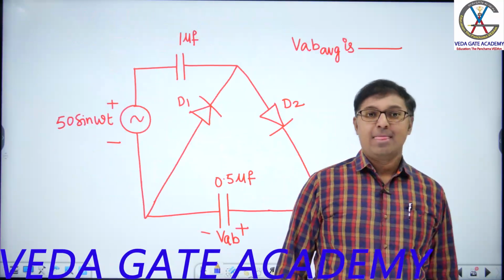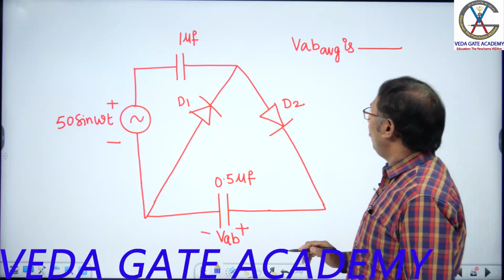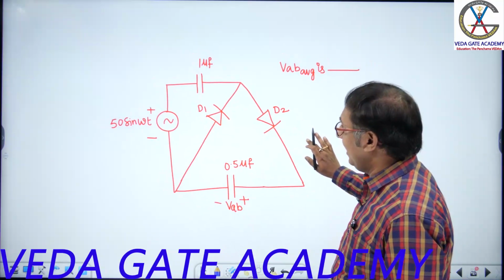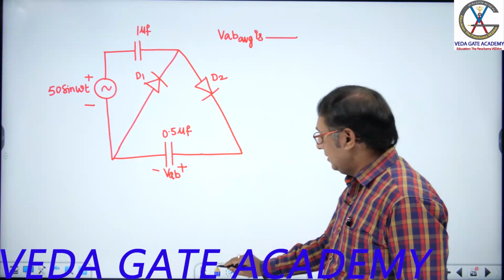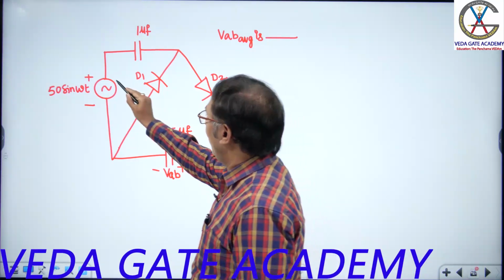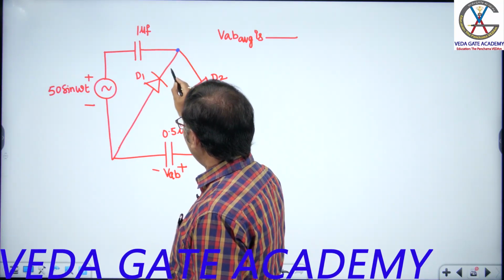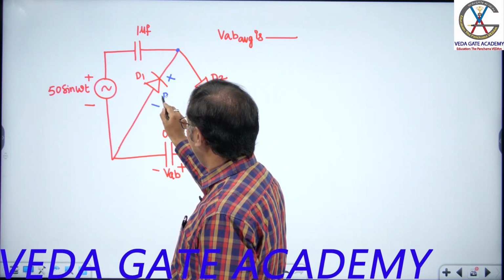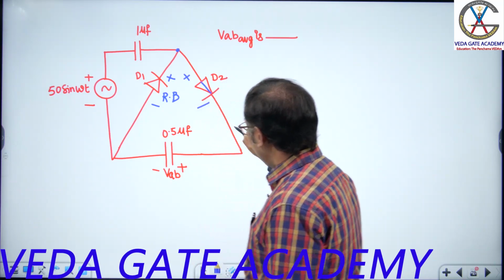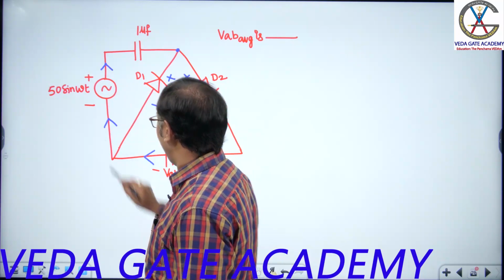This is the question given. All these are previous GATE questions. What is VAB average? In the positive half cycle, plus here, minus here, current comes like this. No current flows here. This diode is reverse biased, and this diode is forward biased. Current comes like this, flows through the capacitor, and enters the supply.